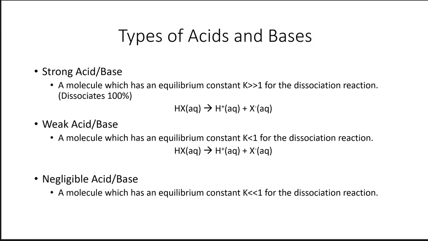Weak acids and bases have an equilibrium constant less than 1, which means only a small portion of the hydrogen ions actually dissociate, and most of the acid does stay associated in the solution. So weak acids, for example HX, only a small portion of it dissociates into H+ and X-, while the majority of it remains associated in the form of HX.